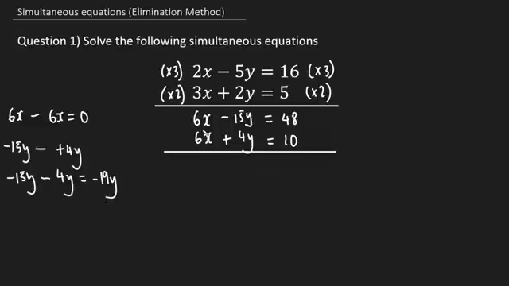Okay, so 6x minus 6x is 0. You don't have to write it. And minus 15y minus positive 4y gives us minus 19y.